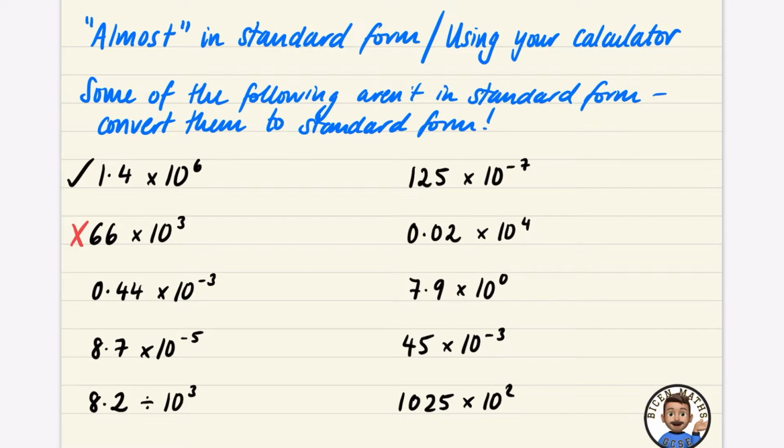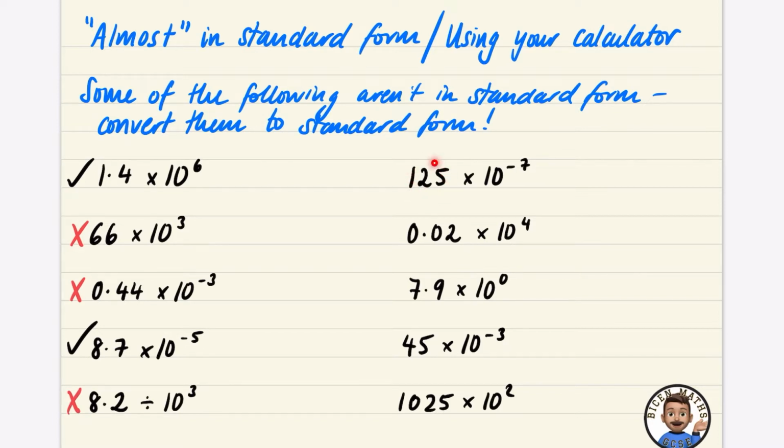This next one, though, is not in standard form, so we're going to have to convert it. That's because that first number should be between 1 and 10. This also should have been between 1 and 10, and it's not. So this is not in standard form. This one here is in standard form, so that one's perfectly good. The next one, though, is not in standard form, and hopefully you can see the reason is because it is a divide by, so we'll have to fix that one in a second.